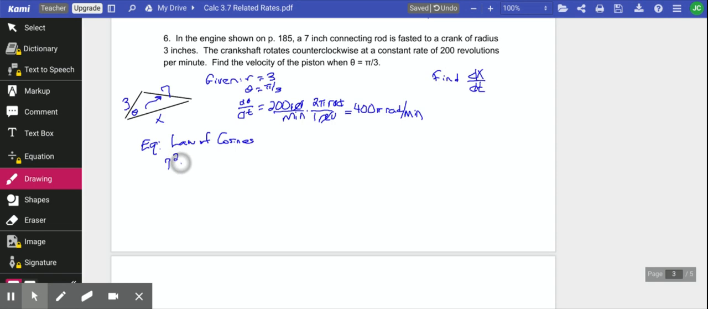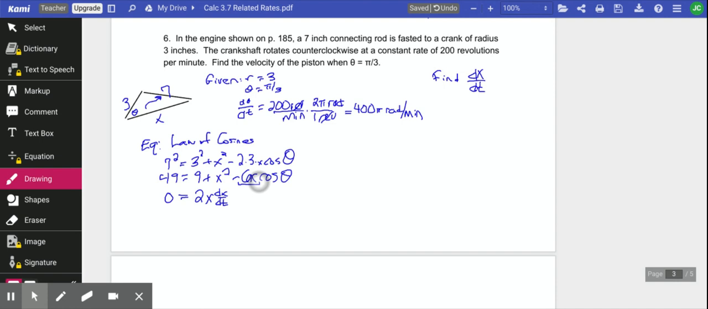So it's going to be 7 squared equals 3 squared plus x squared minus 2 times 3 times x times the cosine of theta. Okay, so if you want, you can clean that up a little bit, but we don't really need to do a lot to it. 6x cosine theta. All right, so there's our law of cosines. I could combine a few more like terms, but I'm not going to bother because I'm just going to take the derivative of this. So the derivative of 49 is 0. The derivative of 9 is 0. So we have x squared, so that's 2x dx dt.